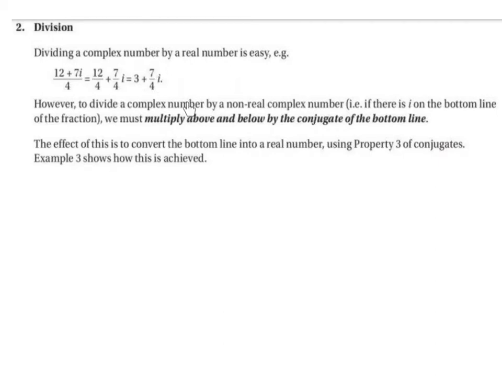However, to divide a complex number by a non-real complex number, i.e., if there is an i on the bottom line of the fraction, we must multiply above and below by the conjugate of the bottom line, or by the conjugate of the denominator. The effect of this is to convert the bottom line into a real number using property 3 of conjugates. Example 3 shows how this is achieved.